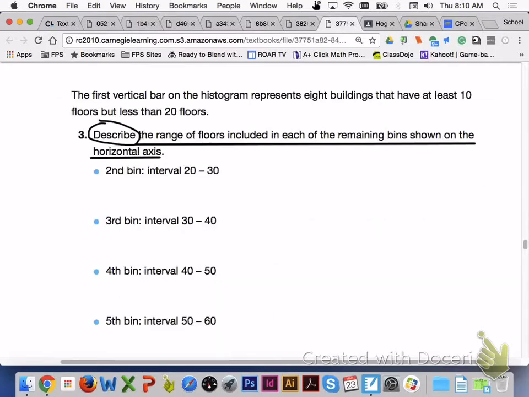The first vertical bar on the histogram represents 8 buildings that have at least 10 floors but less than 20 floors. Please answer number 3 with your group members.